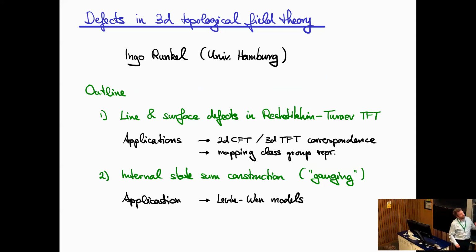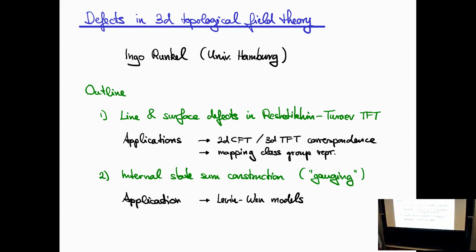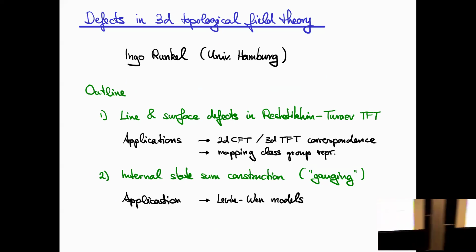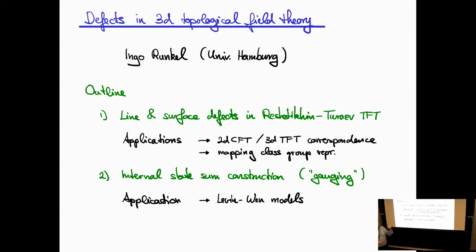I would like to talk about defects in three-dimensional topological field theory. The talk will basically have two parts. In one, I want to explain how to describe line and surface operators in Reshetikhin-Turaev TFTs, and I will give two applications. And then I want to say, how can you gauge these surface and line operators to produce new TFTs out of the given TFT?